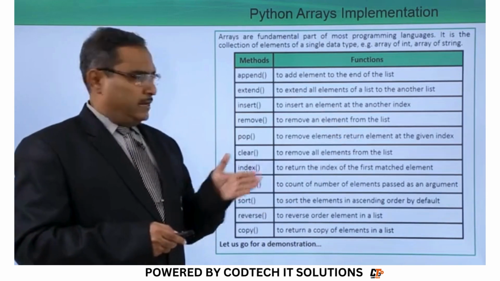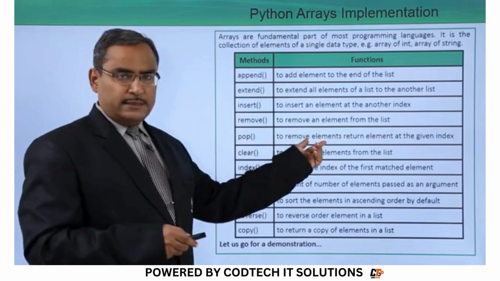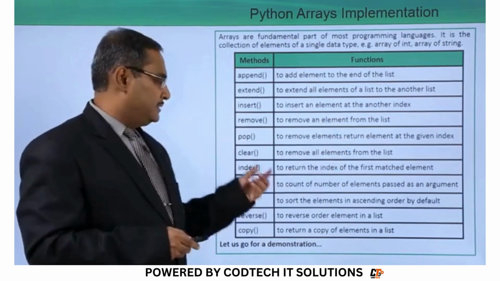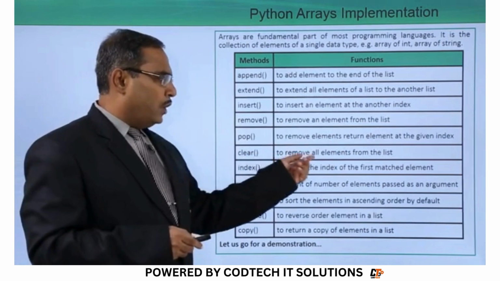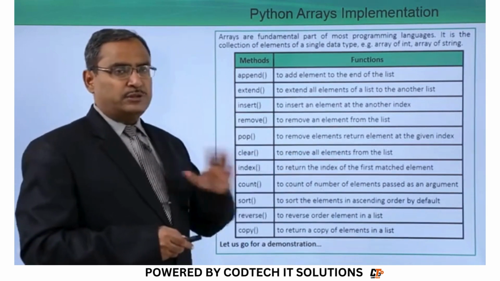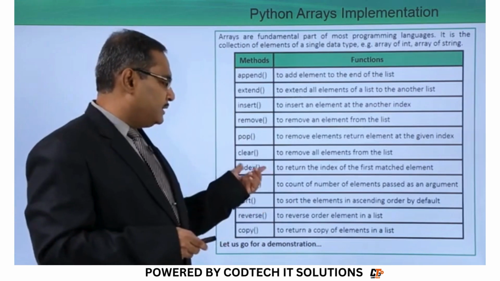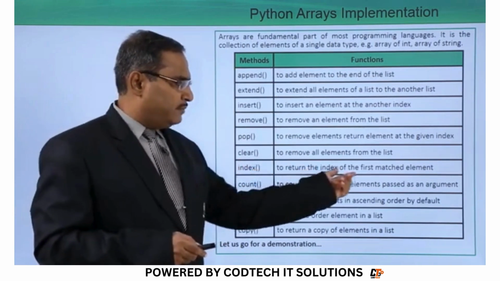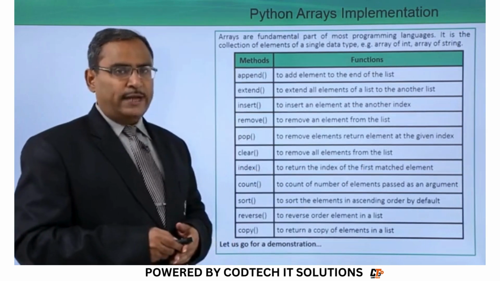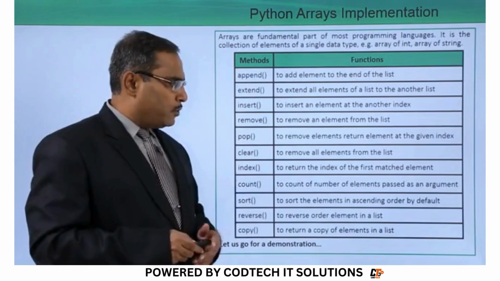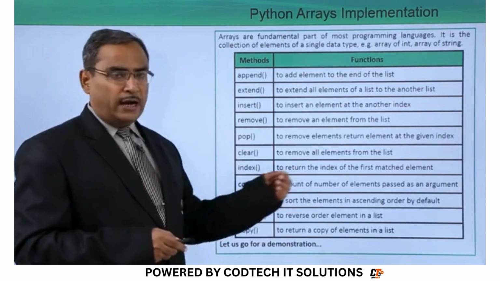So that means in case of pop, it removes and returns the element which has been removed from the given index. We have clear, to remove all elements from the list. So the list will become empty, the array will become empty. Next one is index, to return the index of the first matched element. That is useful for searching. We have count, to count the number of elements passed as an argument.